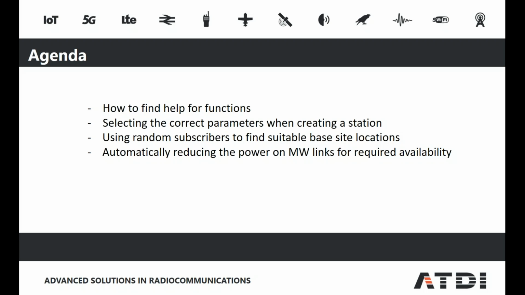So we've got four things on the agenda. The first one is how to find help for functions. This is really just because recently we've had a few people either turn up for training or just ask questions, and these questions can be answered relatively simply from within the application, as long as you've got an internet connection. If you haven't got an internet connection, then there might be other ways around it, but generally speaking, you need an internet connection for this to work. So you can find help within the document quite quickly.